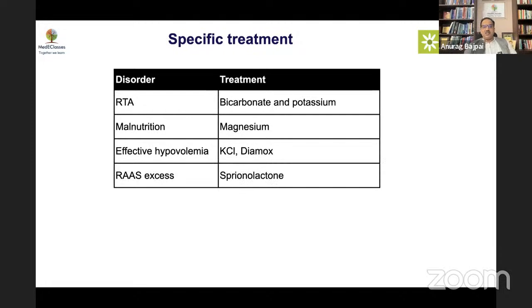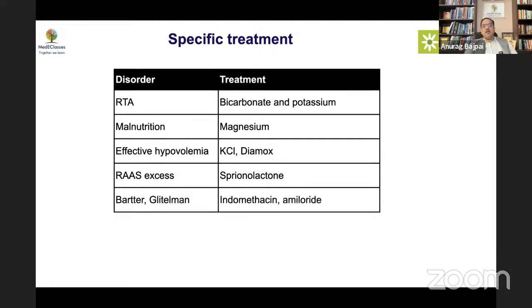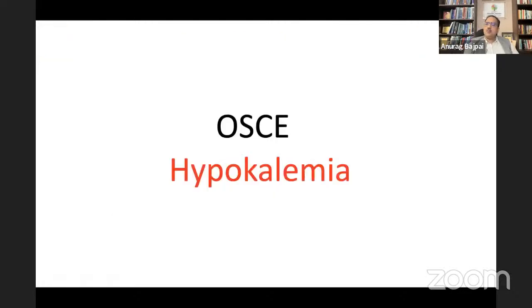And if there's a RAS excess, think of spironolactone. If there is Bartter or Gitelman, indomethacin or amiloride. And if you're thinking of Liddle syndrome, you can use amiloride again.